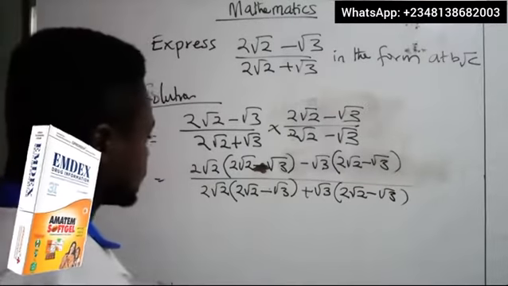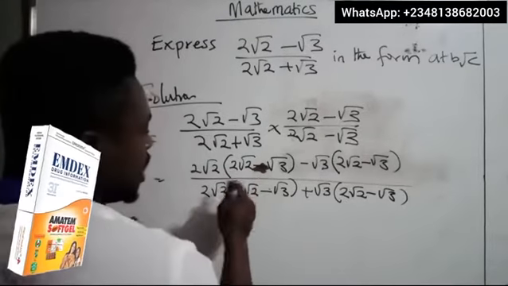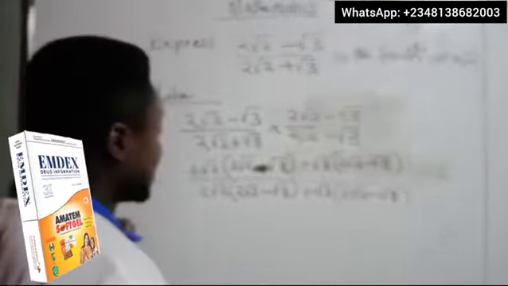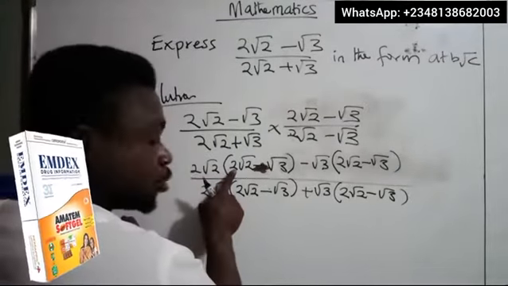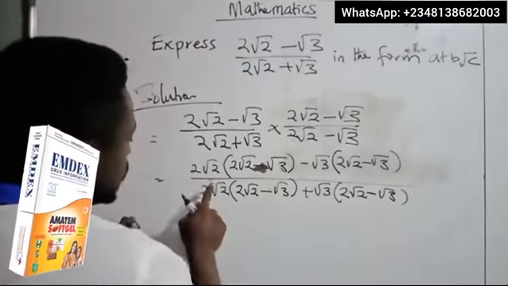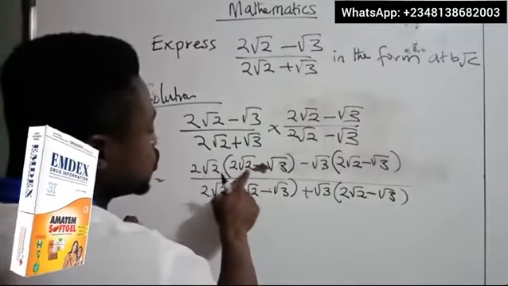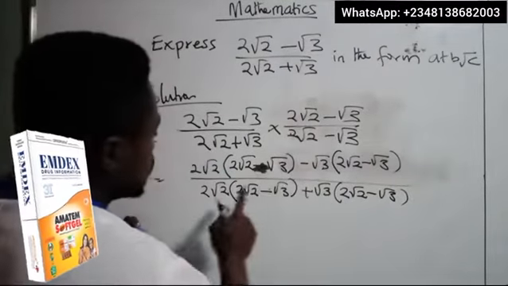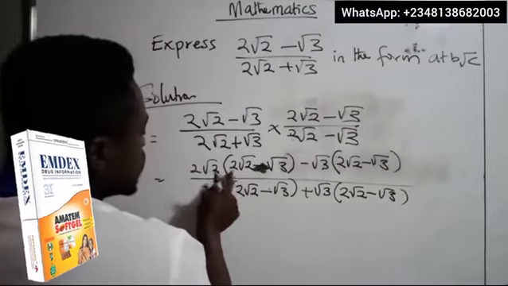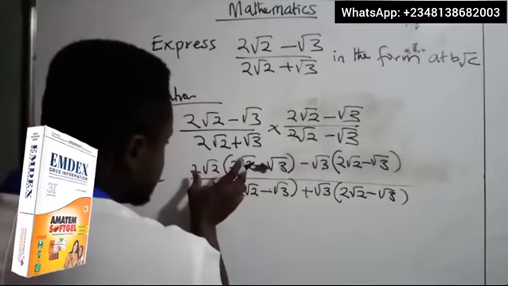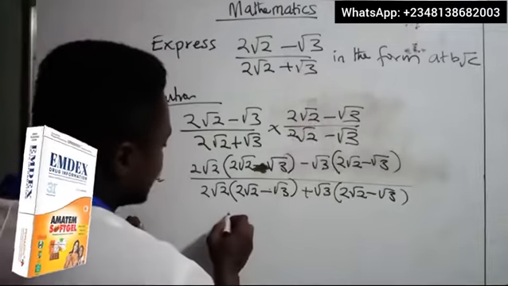Now let's go. 2 root 2 times 2 root 2. Let us just multiply it out straight without wasting time. You use 2, you use root 2 to multiply 2. It will give you 4. We use root 2 to multiply root 2. Root 2 times root 2 will give you 2. So remember that 2 times 2 is 4. That means 2 times 4 is 8. So 2 root 2 times 2 root 2 will give you 8.